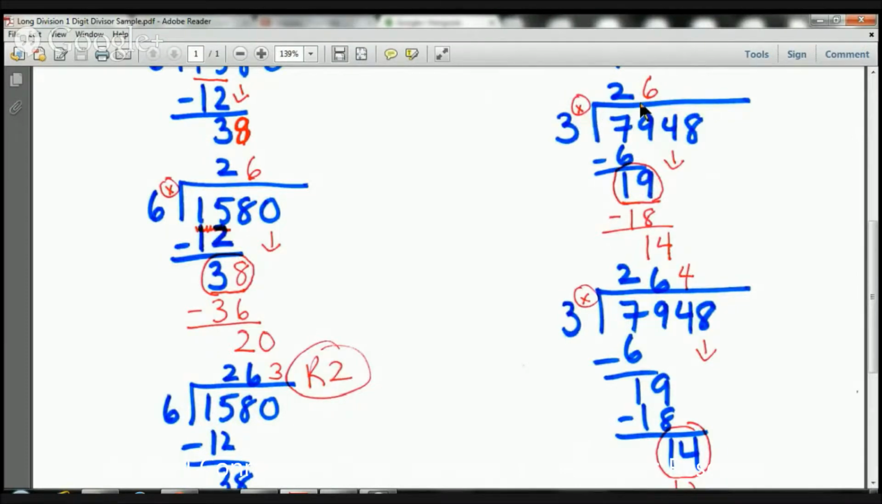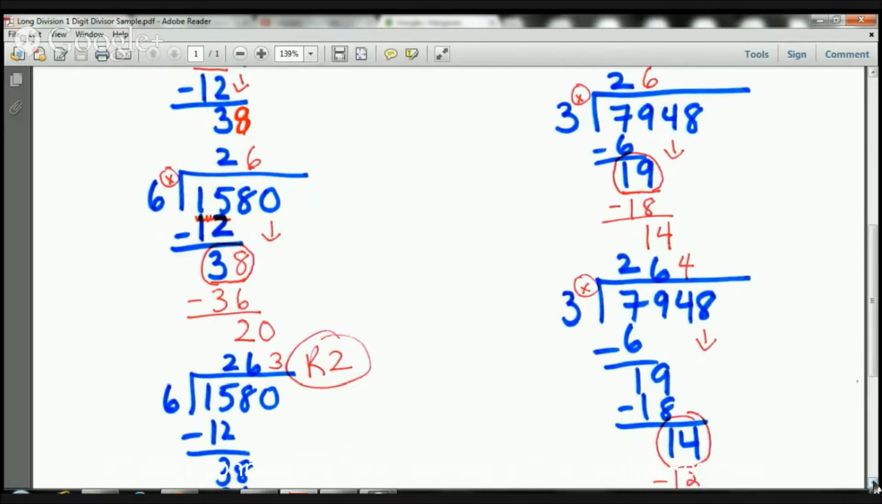Well, I know that 3 times 5 is 15, 3 times 6 is 18, and 3 times 7 is 21. 21, whoops, I passed it, so it needs to be 6. 3 times 6 is 18. I put my 18 right there, and then I subtract. 19 minus 18 is 1. Okay, I've got my 1 there. Now I go to the next digit up here, I bring it down. Now I have 14, okay? How many times can 3 go into 14 is going to be our next step, okay?